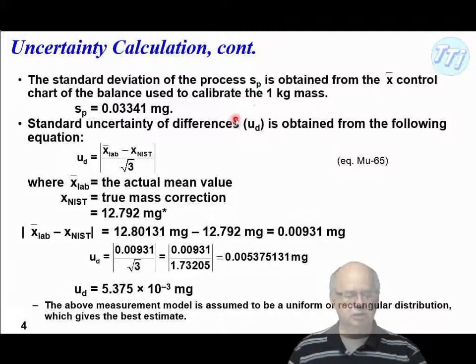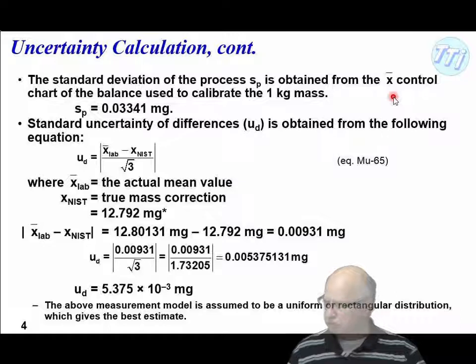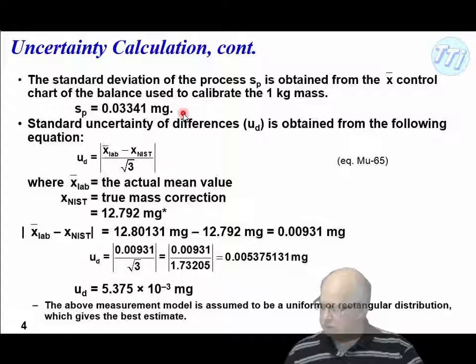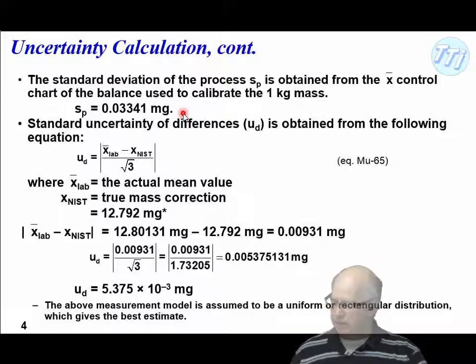We're also going to look at the standard deviation of the process, and we're going to take that by looking at the average value coming from a control chart. And let's assume that in this case, the standard deviation of the process turned out to be 0.03341 milligrams. This is actually being taken from an experiment which we do not have the full details for in these notes, and so I can't show you where that came from, but it is actually just the standard deviation of the X bar for the control.